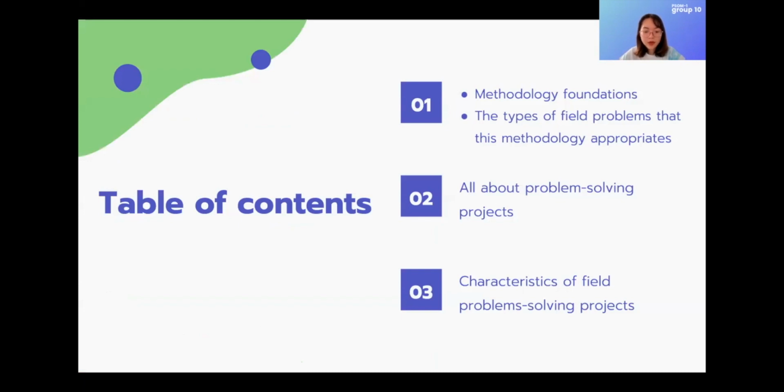In this chapter, we first discuss the foundation of this methodology and the type of field problem for which this methodology is appropriate. Then we discuss the nature of the problem-solving project, its basic setup, and the various modes in which a student project can be executed. We conclude by presenting the characteristics of professionally executed field problem-solving projects, which are quite different from projects that aim to produce descriptive and explanatory knowledge.